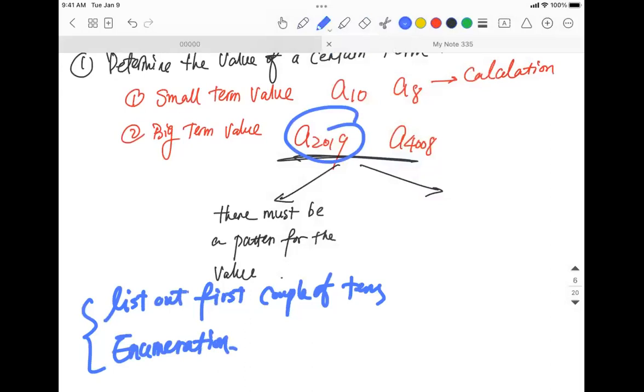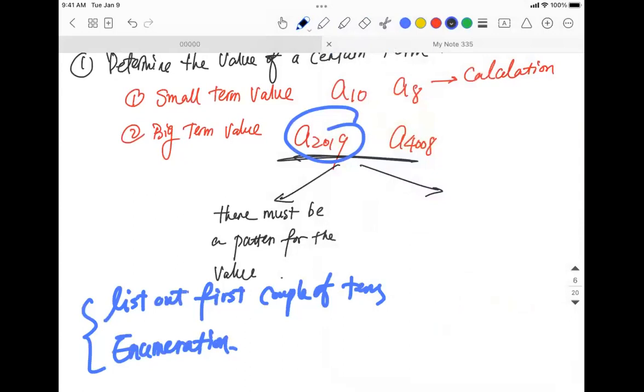Later, I'm going to give you some examples, and then you'll be able to see how you can find such a pattern and how you can use this pattern to solve the problem. Okay, this is one typical way whenever you see such a problem. There must be a pattern, find the pattern, do some enumeration, list out the first couple of terms, and then you'll be able to find the answer right away.